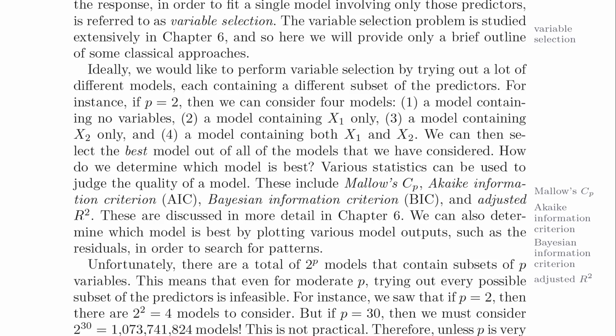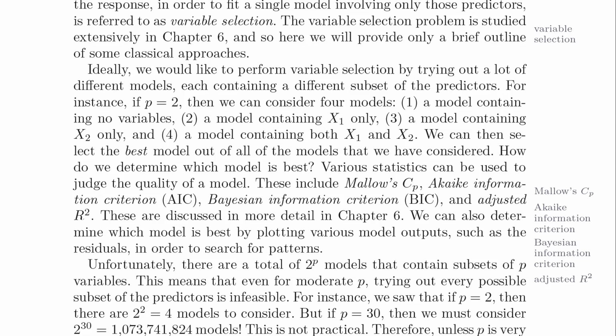Number 1, a model containing no variables. 2, a model containing x1 only. 3, a model containing x2 only. And 4, a model containing x1 and x2. So think of this as you either switch on or switch off each variable. So immediately, just thinking of this along combinatorial lines, it would be 2 to the power of the number of variables that you have available.